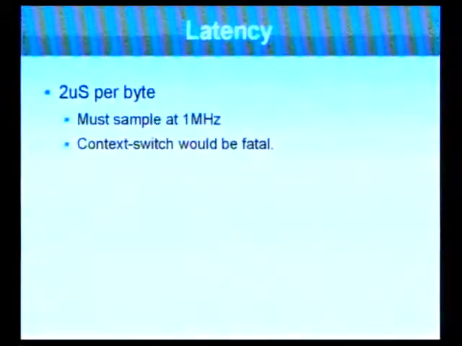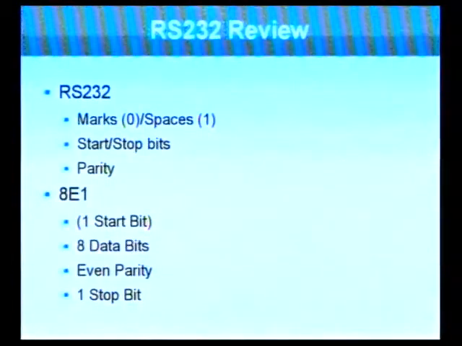So roughly, we're looking at 2 microseconds per correct or incorrect byte. So we need to sample at least 1 megahertz. If there were a context switch in a PC, that would destroy this information and we wouldn't find the solution. So quickly reviewing RS-232, it consists of marks, which are zeros, and spaces, which are ones.